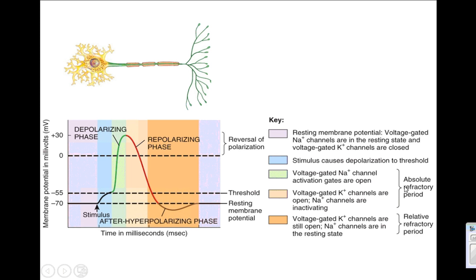Now, here in this figure, you can see they've got this green and tan region identified as what we call the absolute refractory period, and then this region here, what we call the relative refractory period. We'll talk about what those things are here in a second.